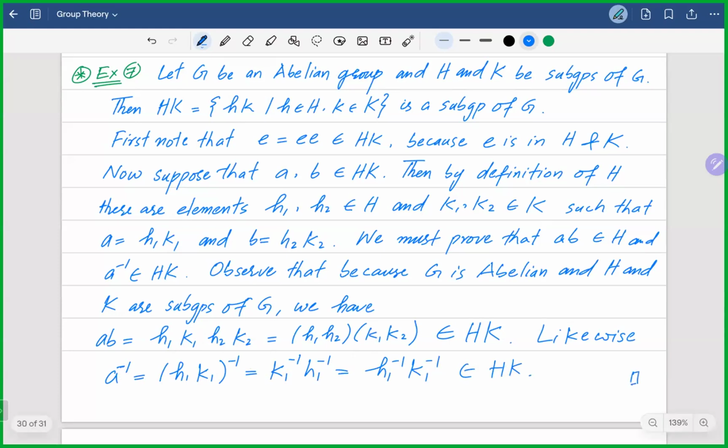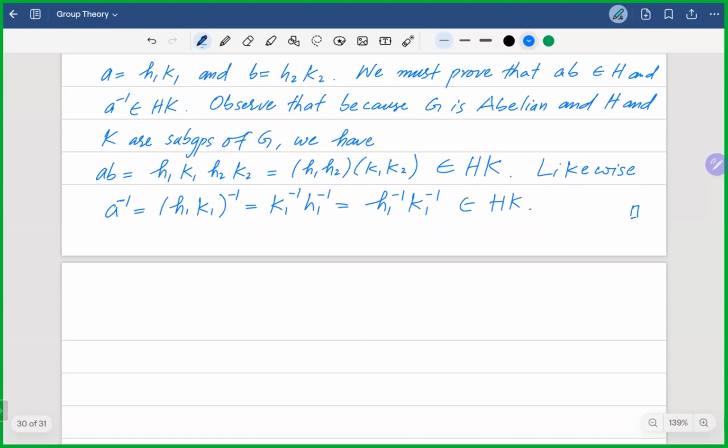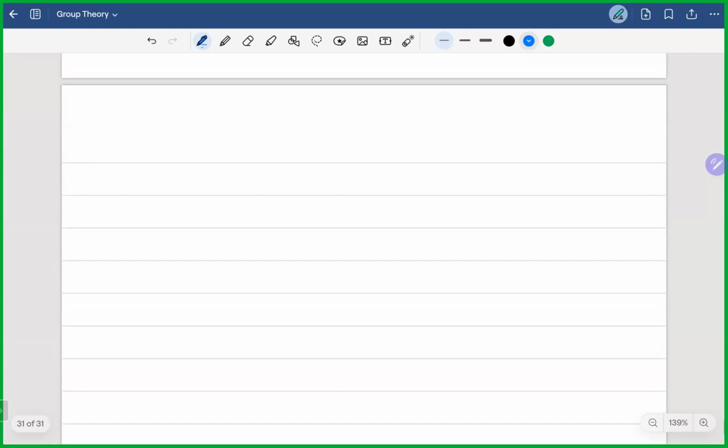Now, another thing is, how do you prove that a subset of a group is not a subgroup? There are three possible ways, any one of which guarantees that the subset is not a subgroup. The question is, how do you prove a subset is not a subgroup?